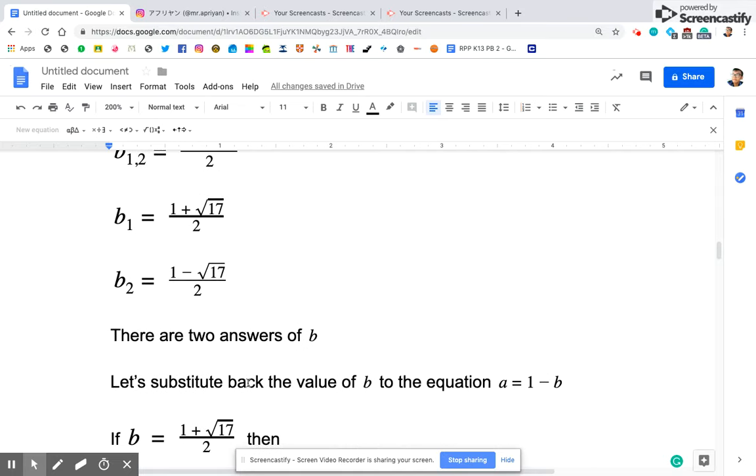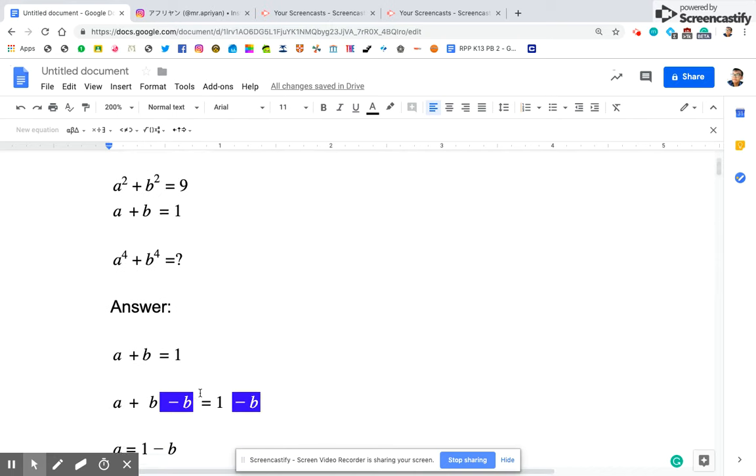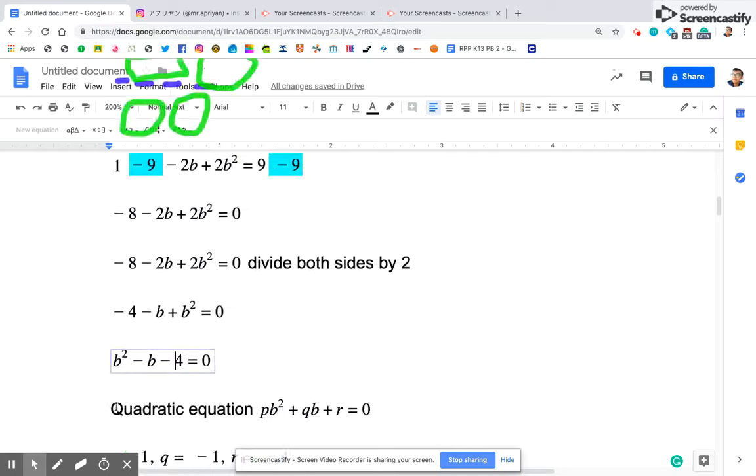Let's substitute back the value of B to the equation A equals 1 minus B. Where does this guy come from? Yes, you're right, it's up here. A equals 1 minus B. Since we already found the value of B, we can find the value of A.